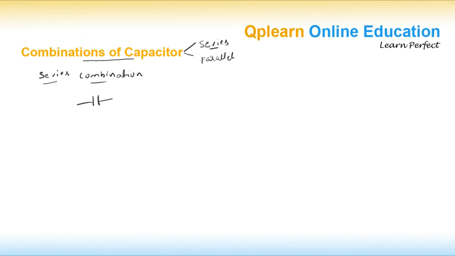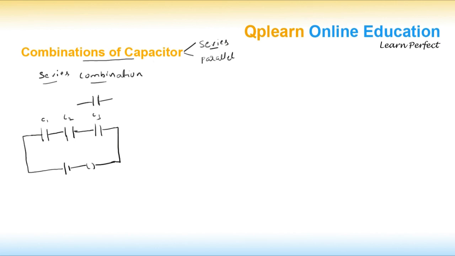Now I will connect this capacitor in the circuit in the form of series. This is the first capacitor, in the same way this is the second capacitor, and this is the third capacitor. Three capacitors I connected in series. This is the plug key. So this is C1, C2 and C3. Three different capacitors are connected in series.